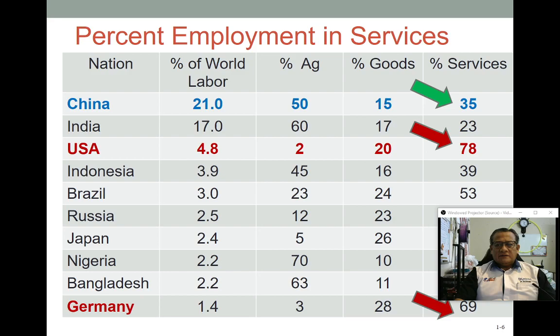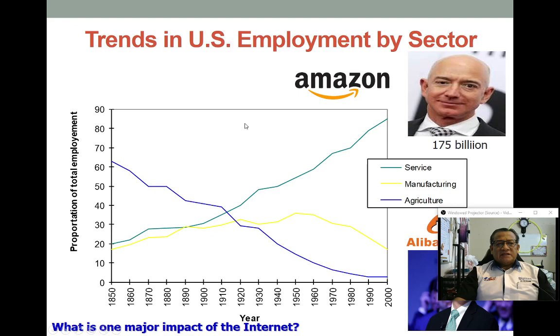So if you take a look at the trends of US employment by sector, these are the graphs. By sector means this green color is service, this yellow is manufacturing, and this blue is agriculture. Back a few decades ago, up to the new millennium, you can see that in the olden days, US employment was concentrated highly on agriculture. As we move forward to the new millennium, year 2000 plus, agriculture is decreasing as far as employment numbers are concerned.